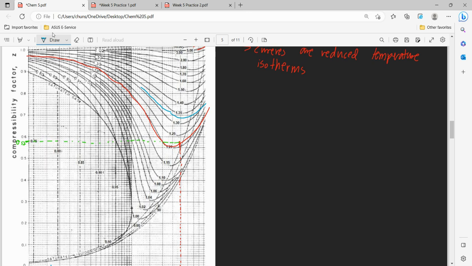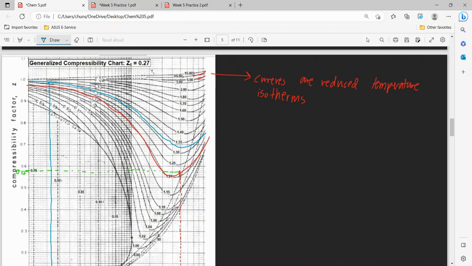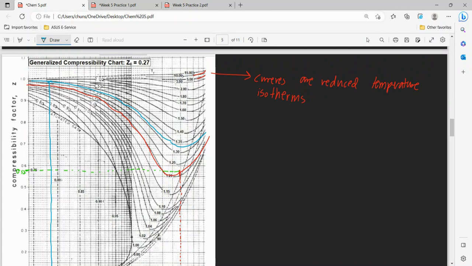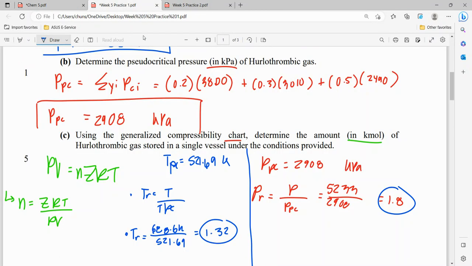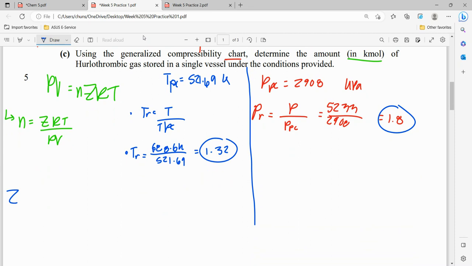Just going to follow up. Right, and if we read up from our point, and then read across, okay, and I am reading, let's round that to like 0.95. So our Z, 0.95.